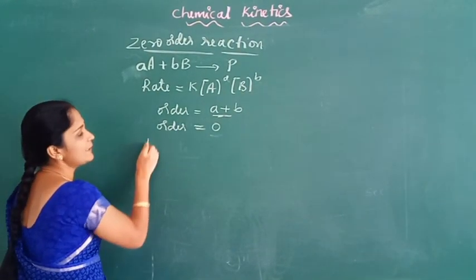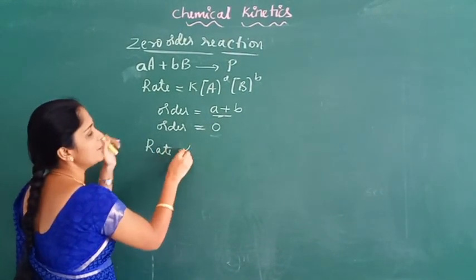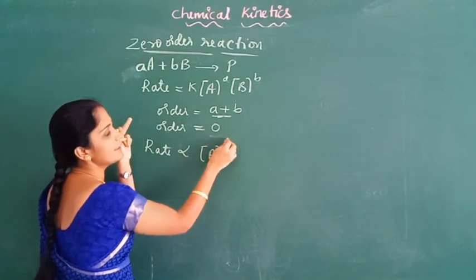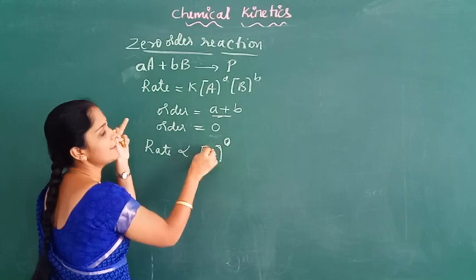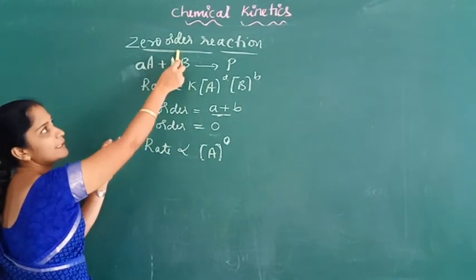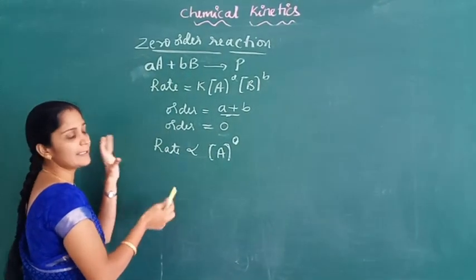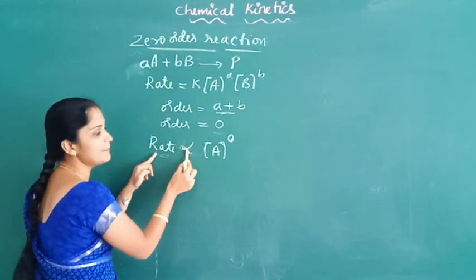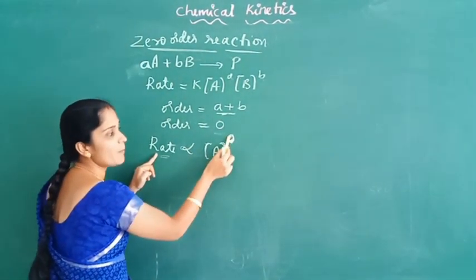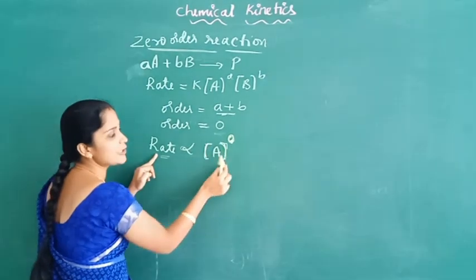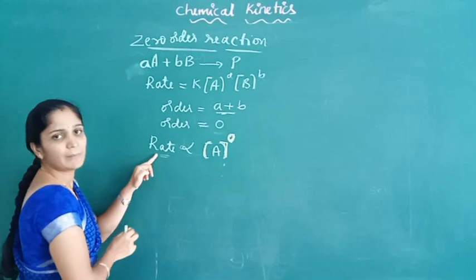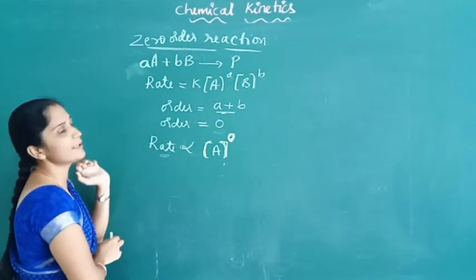When the power of the molar concentration of the reactant is 0, we call it a zero order reaction. So the rate is proportional to the concentration of the reactant to the power 0. So what is a zero order reaction? In a chemical reaction, if the rate of the reaction is directly proportional to the zero power of the molar concentration of the reactant, it is called a zero order reaction.